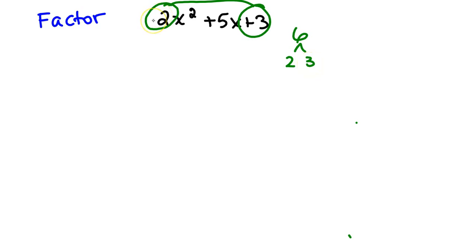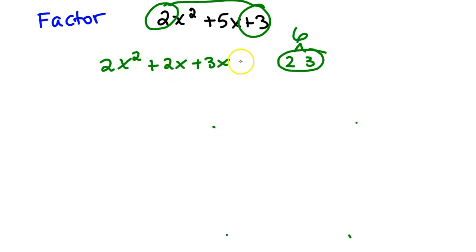Now I'm taking the 2x squared and bringing that down. And instead of writing 5x, I'm rewriting it with two terms. I'm going to do plus 2x plus 3x plus 3. Now from here, I expanded it into 4 different terms. I'm splitting down the middle, and then I'm using GCF factoring.